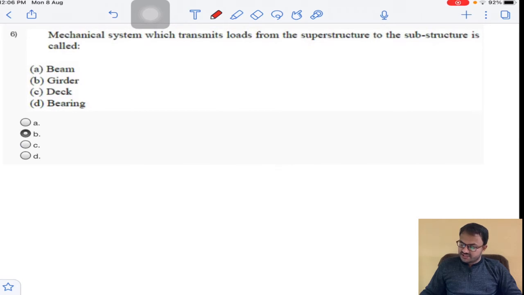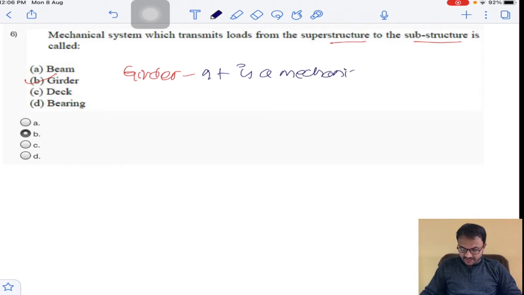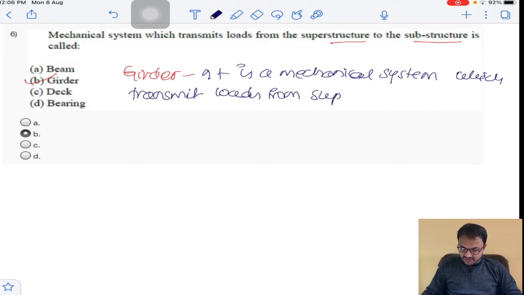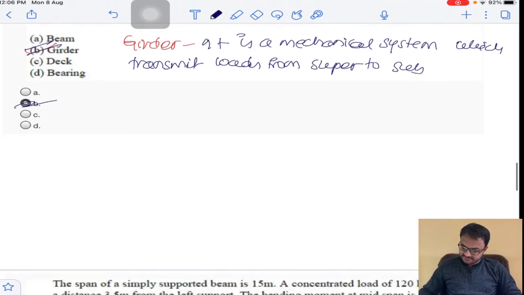Mechanical system which transmits load from superstructure to substructure is called. Obviously it is girder. So girder is a mechanical system. You can write the definition, the meaning of girder: mechanical system which transmits loads from superstructure to substructure. So the answer is B for question number 6.